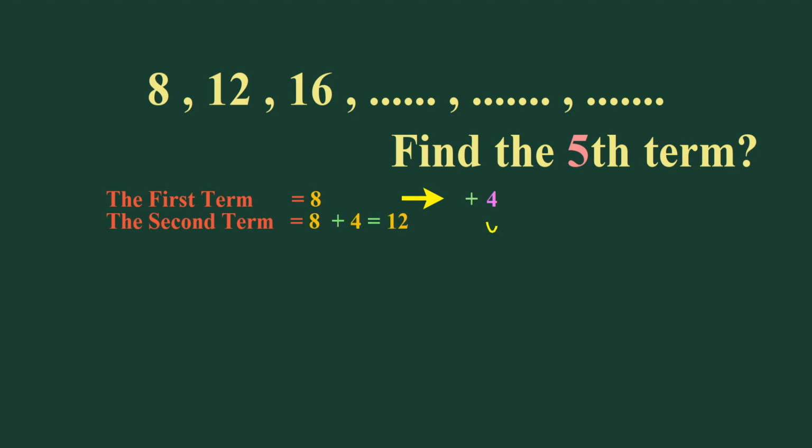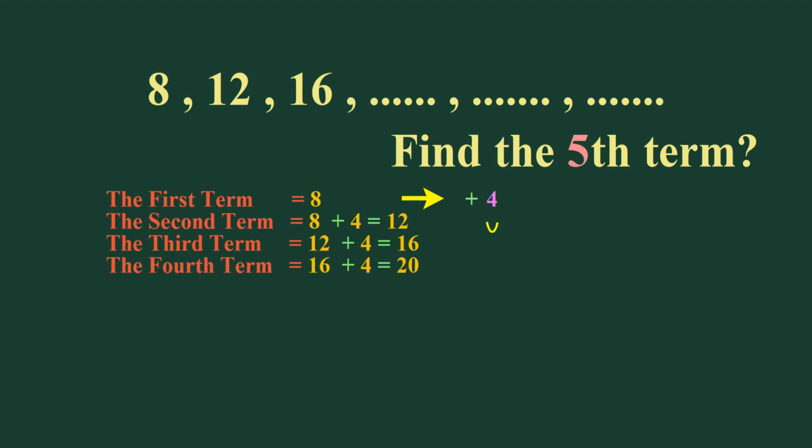And we can get the third term by adding 4 to the second term. 12 plus 4, which equals 16. And so on. We can get the fourth term by adding 4 to the third term. So the fourth term is equal to 16 plus 4, which equals 20. And the fifth term is equal to 20 plus 4, which equals 24.